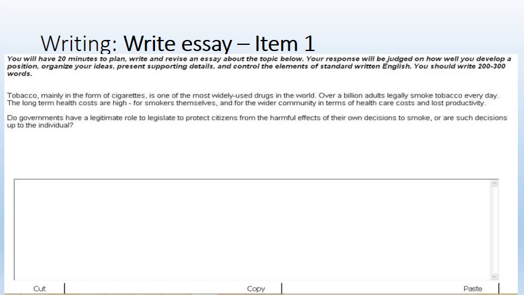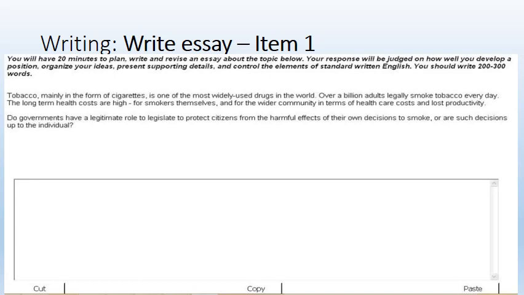So two things are there. You decide which particular part you want to take in your answer, and don't forget to mention the other part. For example, if you want to go with the first part, that is, do governments have a legitimate role to protect citizens from the harmful effects, or you want to go with the other part, that is, are such decisions up to the individual? So is it the government playing the role or the individual? You have to decide before writing your answer. If you want to go with the individual, then write your answer accordingly. So you have to be very careful while writing your answer.